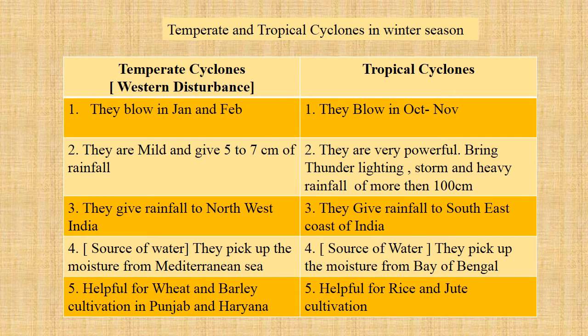Sources of water. Temperate cyclone picks up the water from Mediterranean Sea and for tropical cyclone, the source of water is Bay of Bengal. Temperate cyclone helps for wheat and barley cultivation in Punjab and Haryana and tropical cyclones help in rice and jute cultivation in Tamil Nadu and Andhra Pradesh. Let's go to the next slide.